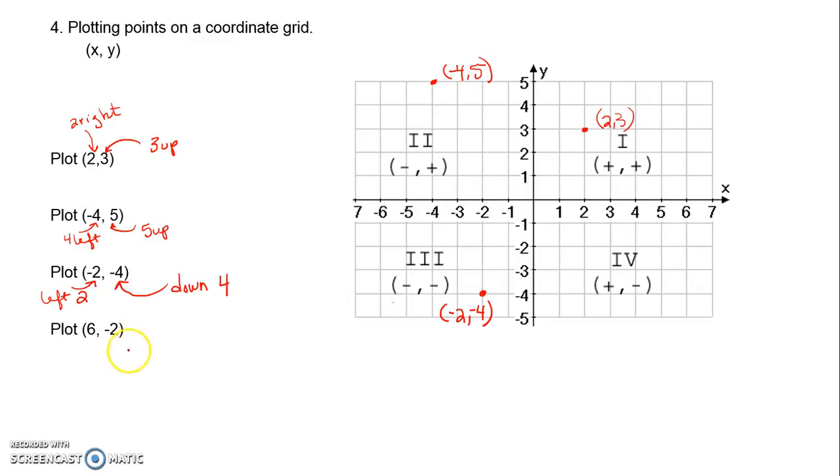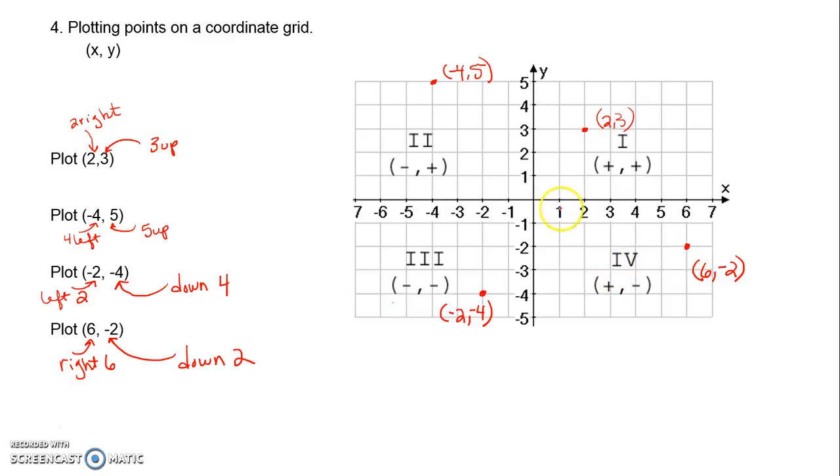Let's plot one more point. Let's plot 6, negative 2. Always you'll be starting at the origin at 0, 0. Positive 6 says move 6 on the x-axis. So that would be 6 units right. So we'll move to the right 6 units. Negative 2, from that point, will move down 2. So starting at the origin, 6, negative 2: 6 to the right on the x-axis, and then negative 2 means down 2. And there's your point, 6, negative 2.